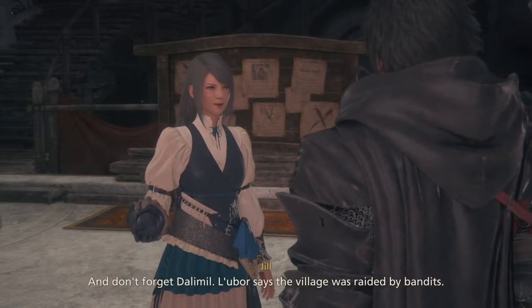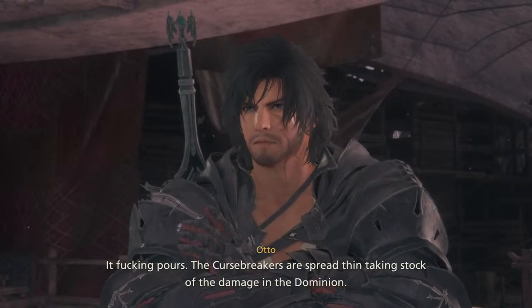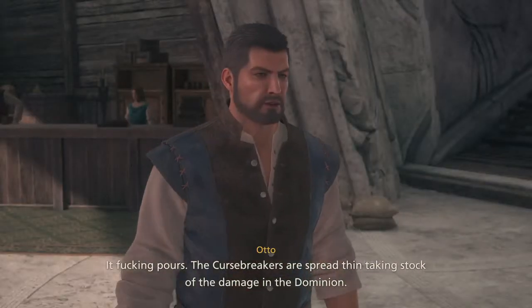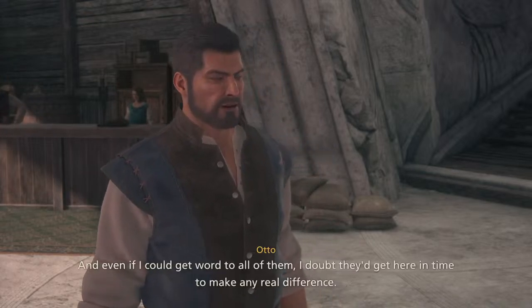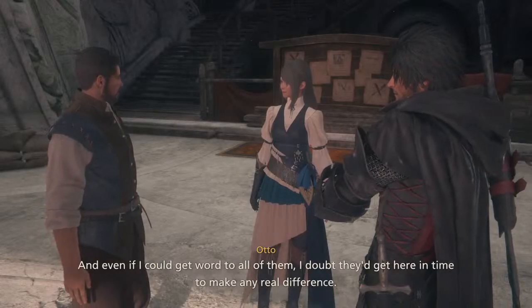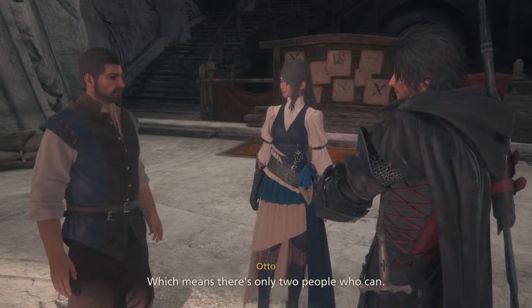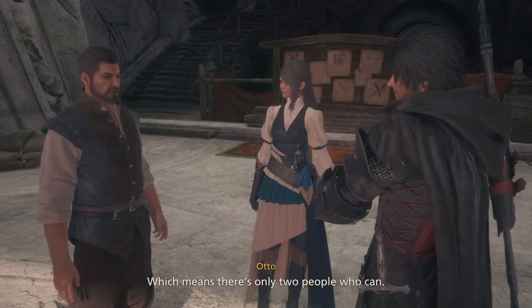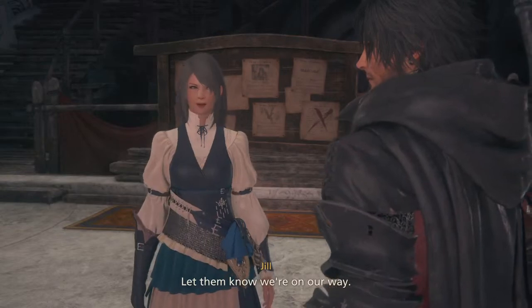Lubor says the village was raided by bandits. When it rains, it pours. The curse breakers are spread thin, thinking they can stop the damage in the Dominion. And even if I could get word to all of them, I doubt they'd get here in time to make any real difference. Which means there's only two people who can. Jill and I. Let them know we're on our way.